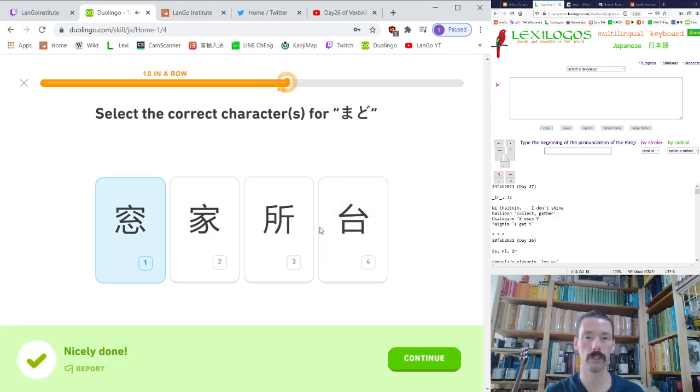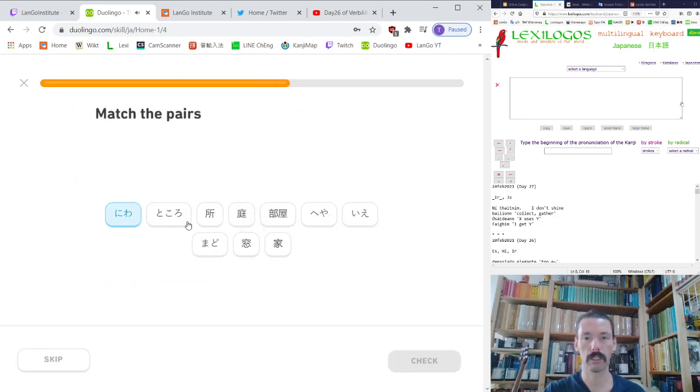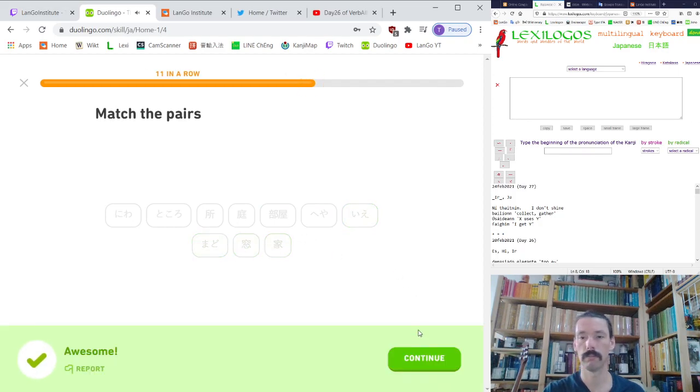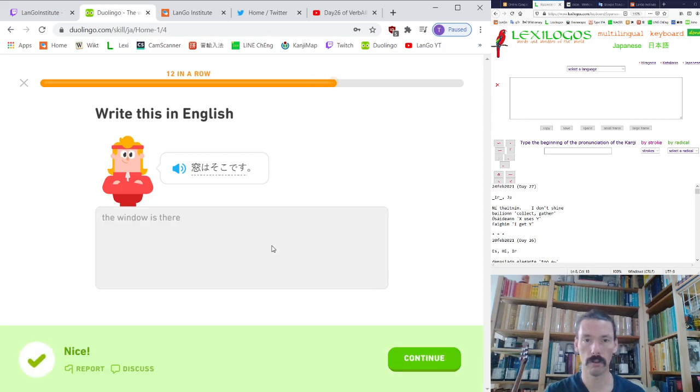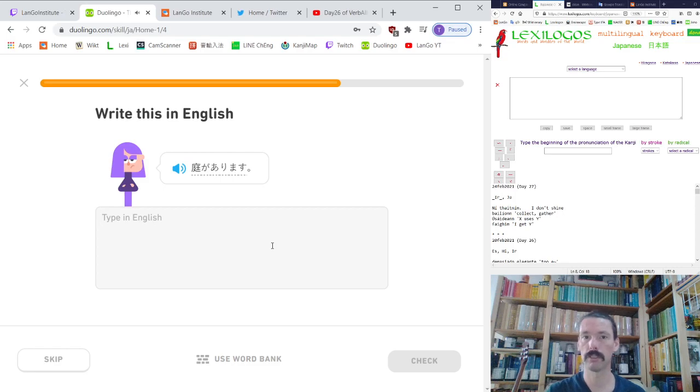Mado, 窓. Niwa, 庭. Tokoro, ところ. Heya, 部屋. Ie, 家. 窓はそこです。Mado wa soko desu. As for the window, it is there by you. Window is there. 庭があります。Niwa ga arimasu. Arimasu. It exists. And the thing whose existence we're talking about is the yard. There is a yard, we might say. トイレはあそこです。Toire wa asoko desu. As for the bathroom, it is over there.